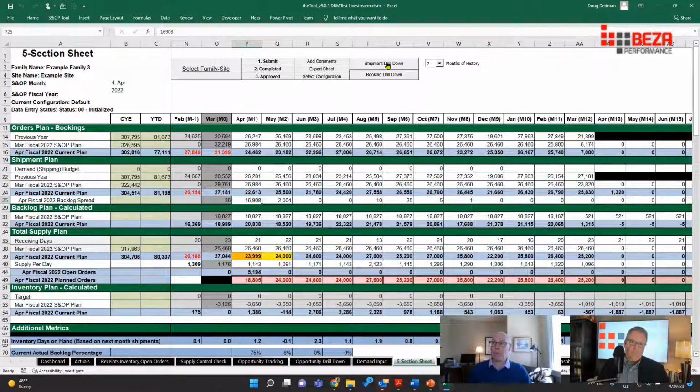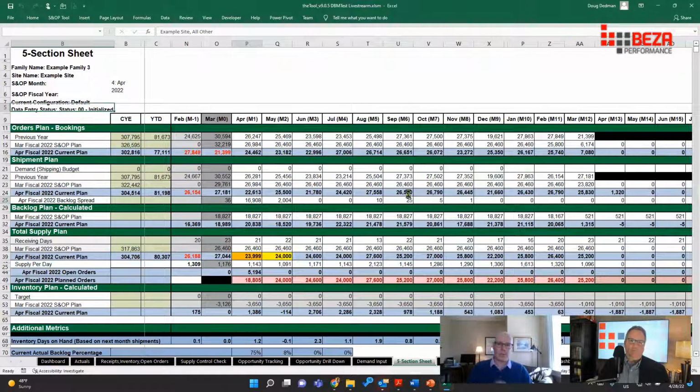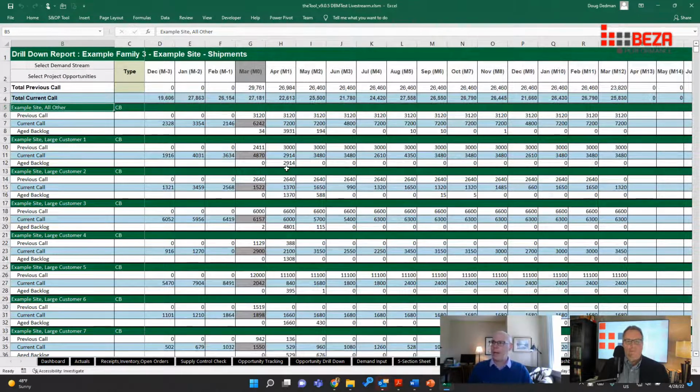So, for example, if I just drill down for a second into the shipments, you're going to see a lot of data on this screen, but I'll try and hone you into what I want to pick at. If you look at the top here, I've got my total call in terms of what I'm going to ship, and these are the different demand streams, the different major customers. And if you look at this customer here, the plan for the shipments is equal to their aged backlog because the lead time to that major customer is longer than 1 month.